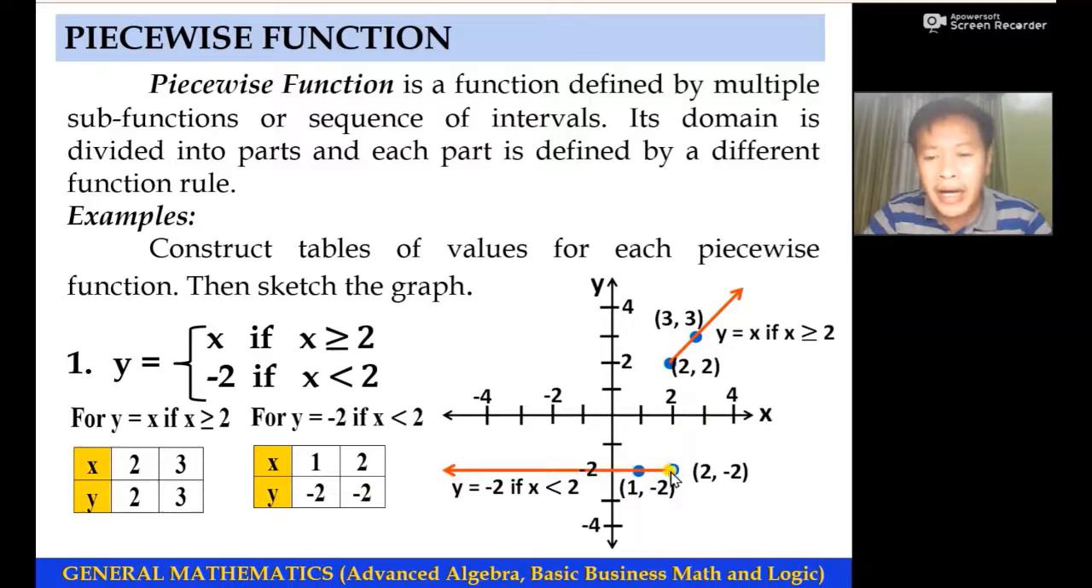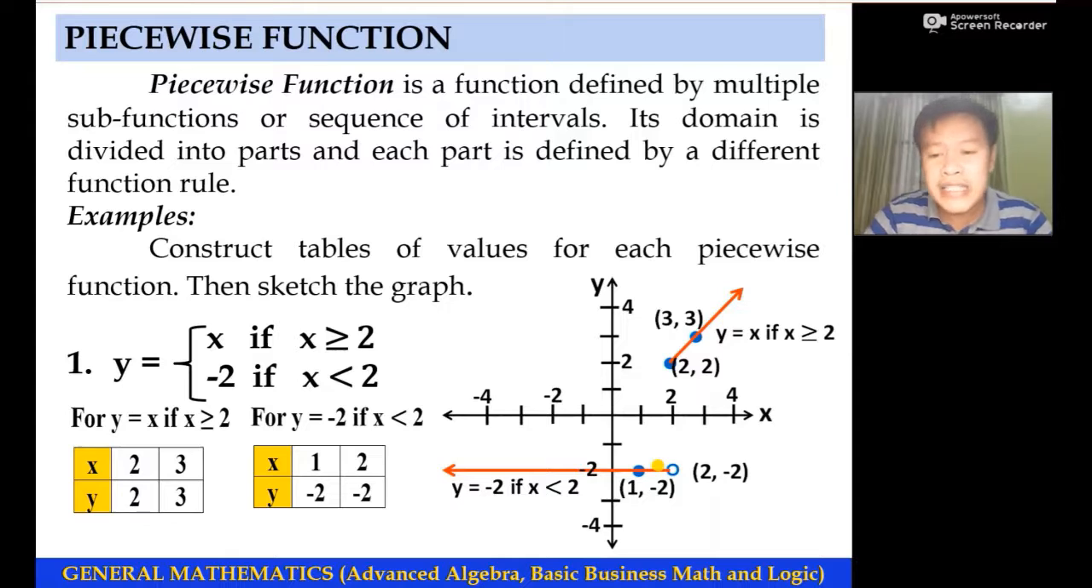This is 1, then 2. Do not have the shaded point here because if you're going to shade this one, this indicates that the point 2 and negative 2 coordinates is a part of this line. But take note of our domain. Our domain is x is less than 2. Therefore, this is an open circle signifying that this point with coordinates 2 and negative 2 is not a part of this line. And this is just only a half horizontal line or half line.